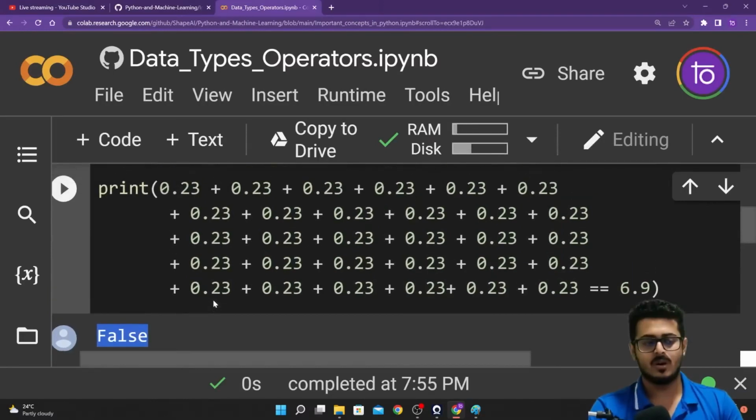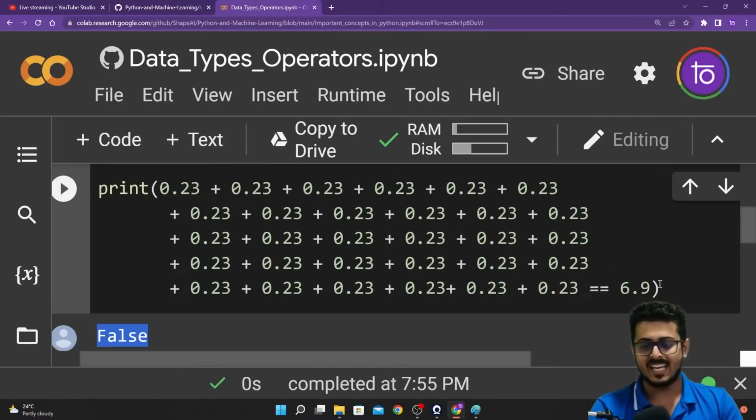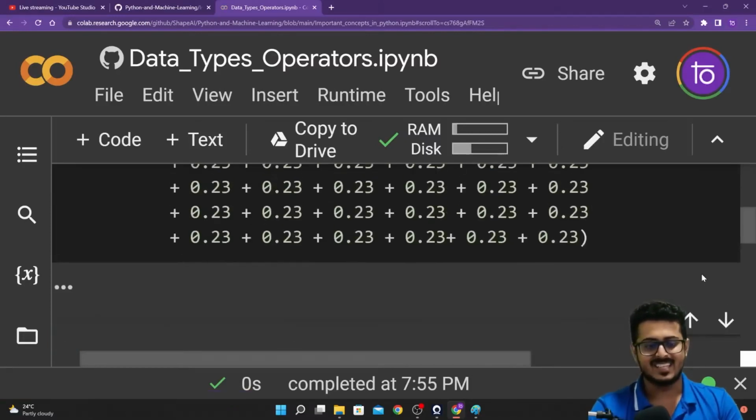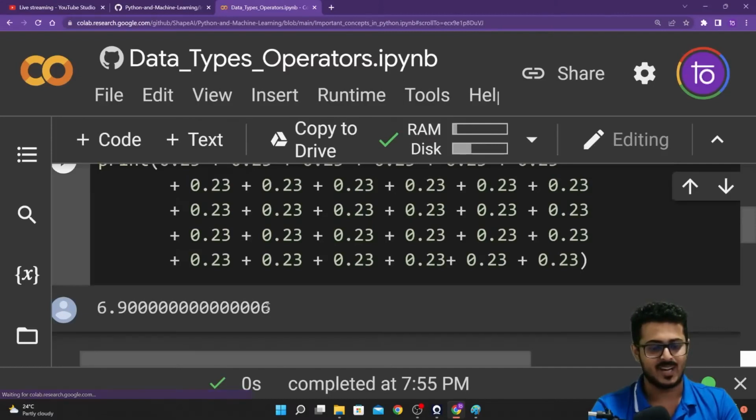So why is that the case? This is the case because 0.23 added 30 times is not exactly 6.9, but actually it is 6.90000000, and at the last you are having 6 right over here. Are you guys able to see this? Please do let me know.